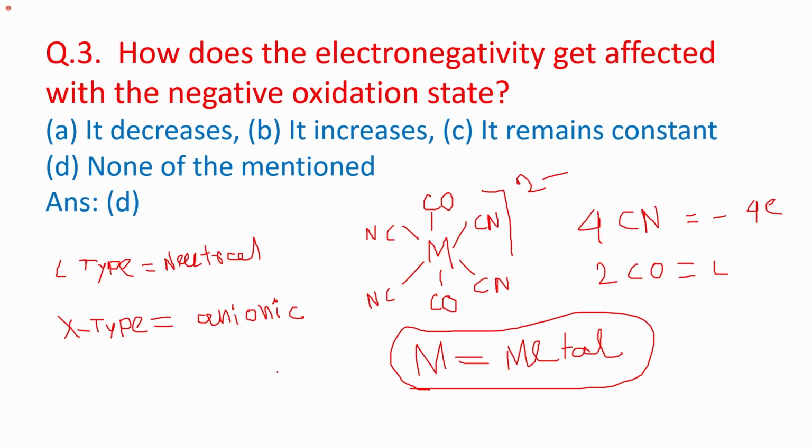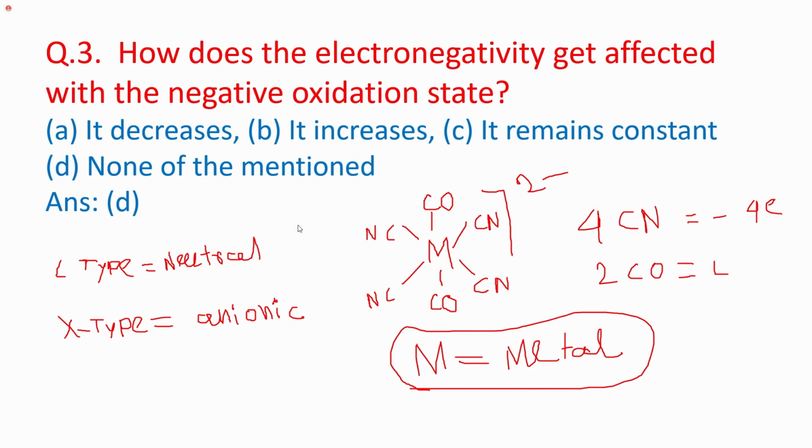Now what will be the oxidation state? The whole charge is 2 minus. What will be the oxidation state of the metal? Plus 2, because then only the whole charge will be 2 minus. The 4 minus is coming from the X type ligands, and the plus 2 is coming from the metal. So obviously the metal is in the plus 2 oxidation state.